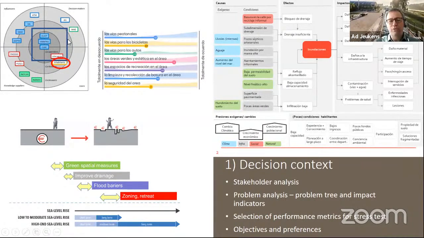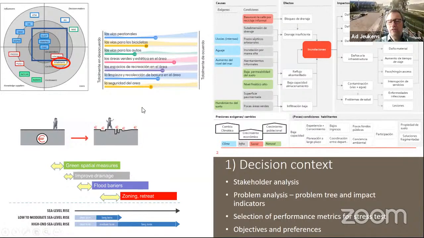And we came up with 2 groups. One is the institutional stakeholders, which are the main city government departments. So not only the ones responsible for the drainage system, but also the ones responsible for traffic and spatial planning and for parks. And the second group was the citizens and businesses in the area.